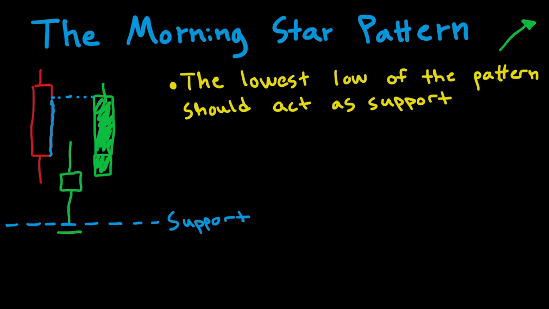So the more touches on the support line, the stronger. But let's say, for example, that the lower shadow of the red one was all the way down here, then this support would more accurately be all the way down here. But again, support lines aren't really lines, they are more like zones. So you should never look at support lines as exact lines.